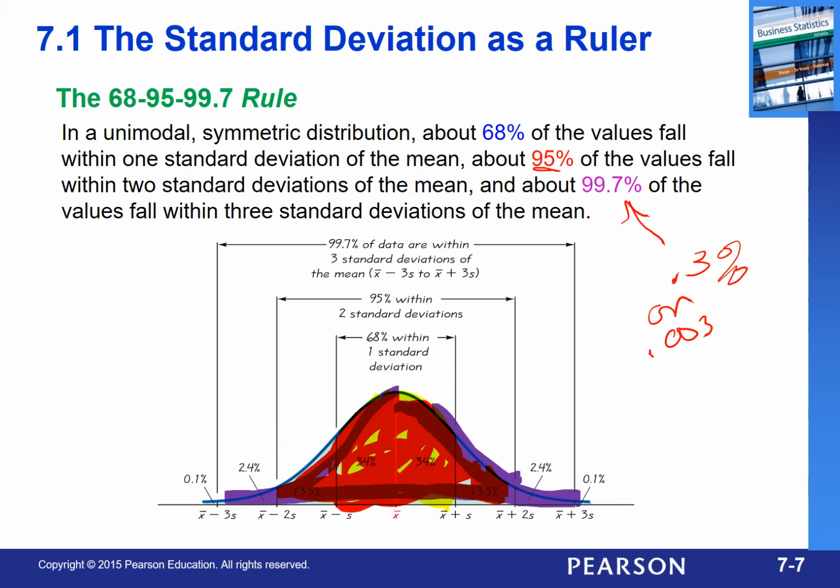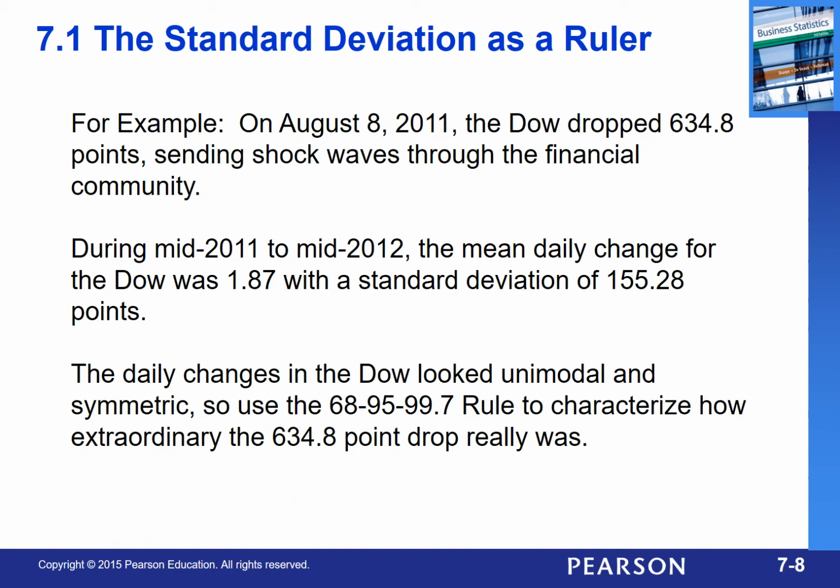That still applies. So, for example, on August 8th in 2001, the Dow Jones Industrial Average dropped by 634.8 points, sending shock waves through the financial community. This is very dramatic, except, is that really a big drop in that year? I don't really know. We'd have to compare it to the data for the rest of that year.